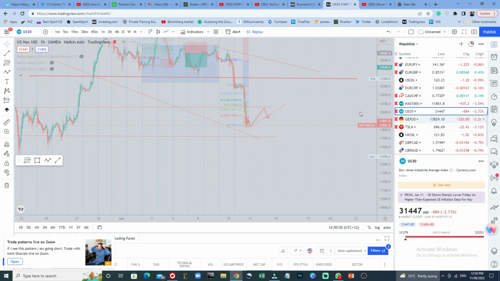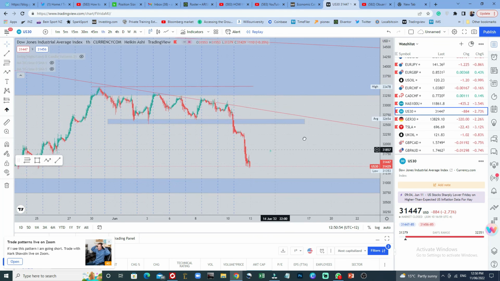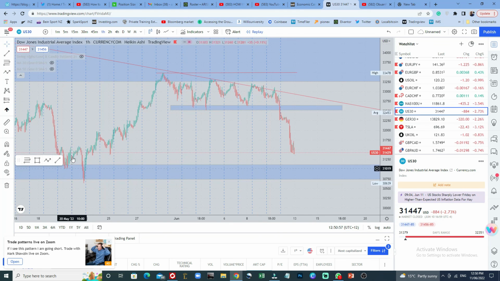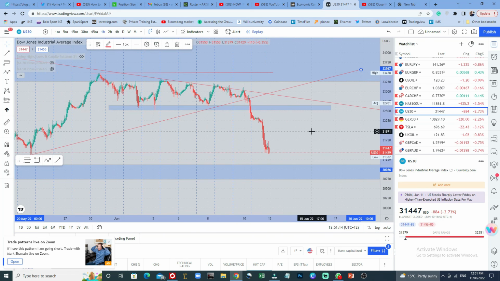Now let's go over to US 30. US 30, same thing, because they are all correlated pairs. So you can even identify the market. You can even draw this one like this. This shows that the market was pushing to the upside, then consolidated and pushed to the downside. The same thing as NAS 100, US 30.